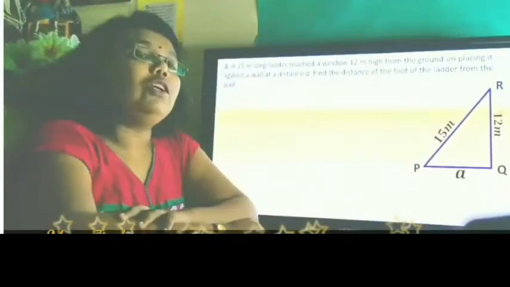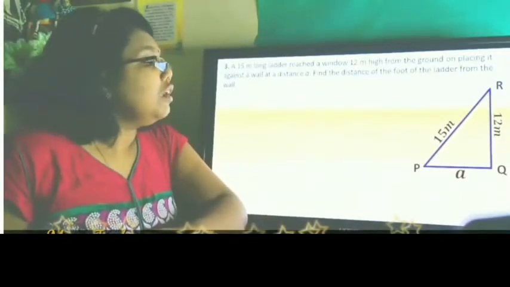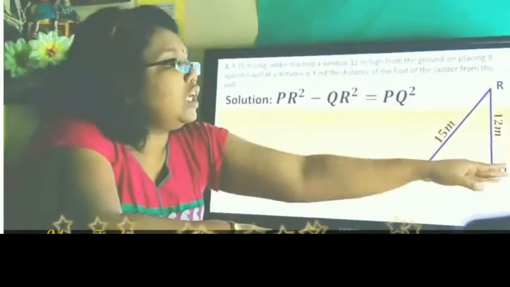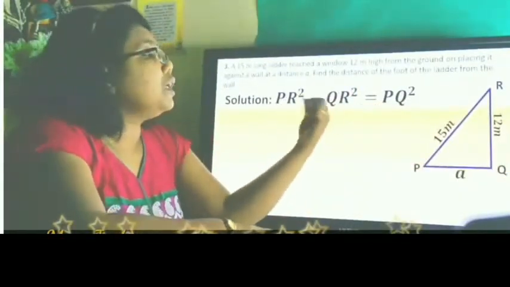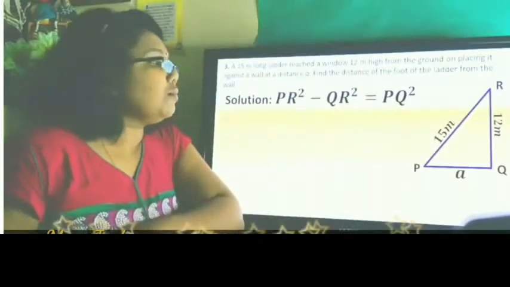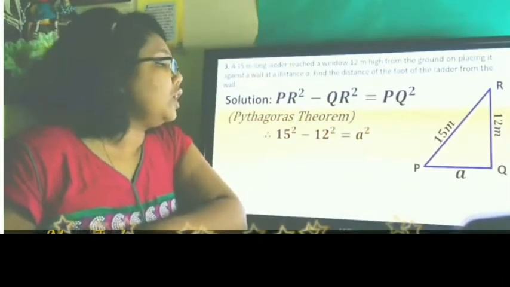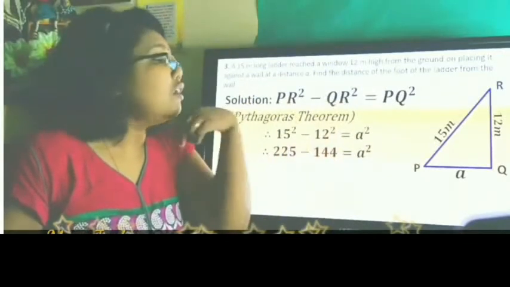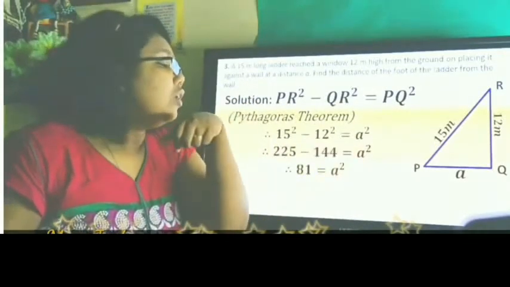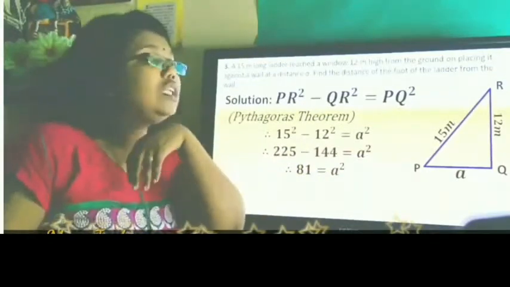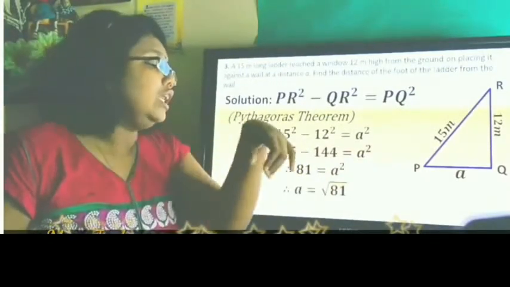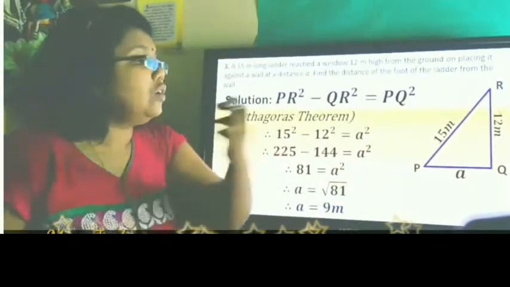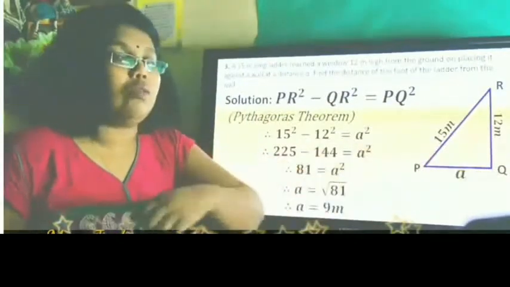To do that, again we use the Pythagoras property. Again, here we are going to use the subtraction form, that is hypotenuse squared minus one side squared gives you the other side squared. So PR square minus QR square equals PQ square. 15 square minus 12 square. 15 square is 225 and 12 square is 144, gives you A square. Now A square is 81. Now whose square is 81? Square of 9 is 81. So A is 9 meter. This is how we work out the distance between the ladder and the wall.